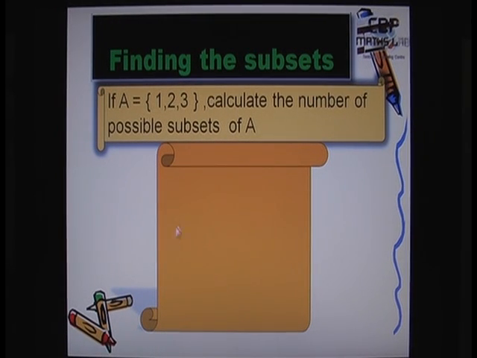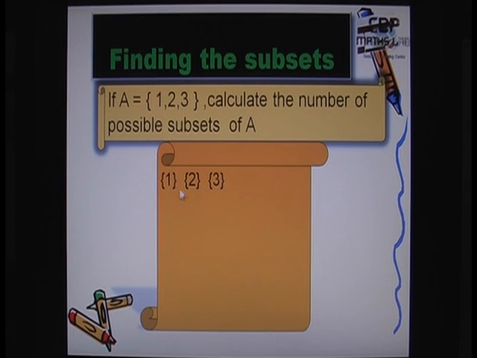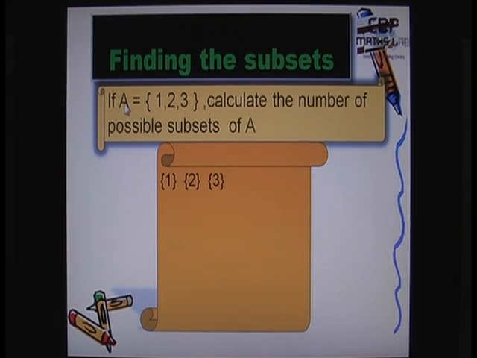Okay, so once again we're going to say now, if A is equal to 1, 2, 3, calculate the number of possible subsets of A. So we're still on the same example, but note something now. What have I done here? I have listed what? Each element what? By itself. So we have 1, 2, 3 different what? Subsets of set A. So once again we can put 1 and 2 together, and we can put 1 and 3 together as well. So therefore we have listed another 2 subsets. So how many subsets have we got already? 1, 2, 3, 4, 5.